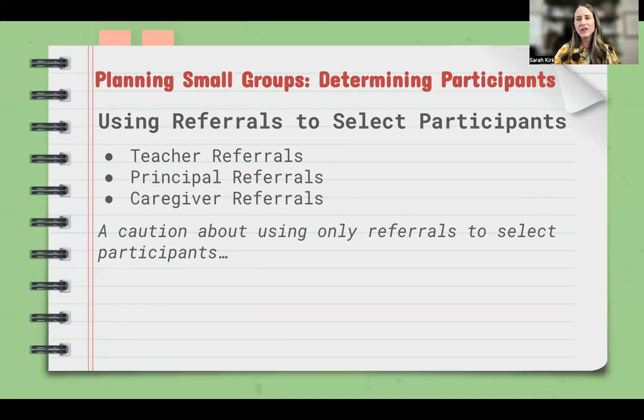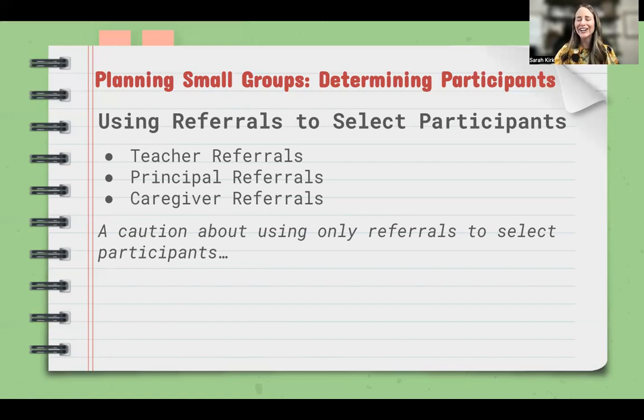Principal, I often worked very closely with my principals, and they would help me to know when students were getting sent to the office or getting multiple behavior referrals for a similar topic, and then we could plan a small group around it. Or sometimes the principal was just aware of things that could make an appropriate referral. And of course, our parents and our caregivers, right? They often come to us needing more assistance with their child. And so we can use those referrals as well.